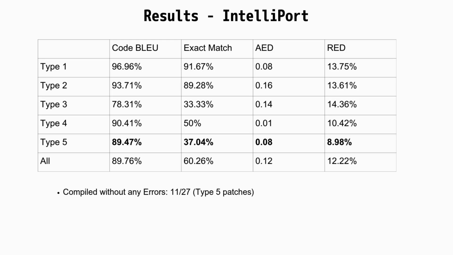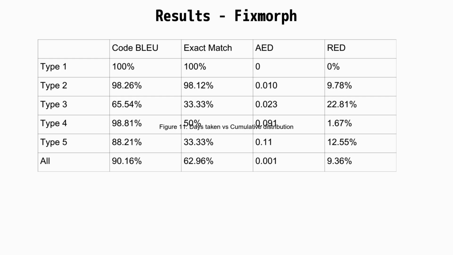Here are the evaluation results for our tool, IntelliPort. The table shows its performance across different metrics, including CodeBLEU and exact match, for all 5 types of backports we identified. We also compared our results with a state-of-the-art rule-based tool called FixMorph. While FixMorph performs perfectly on the simplest Type 1 patches, our IntelliPort shows stronger results for the highly complex Type 5 patches. This is because the LLM gives IntelliPort superior generalization power compared to rigid rule-based systems.